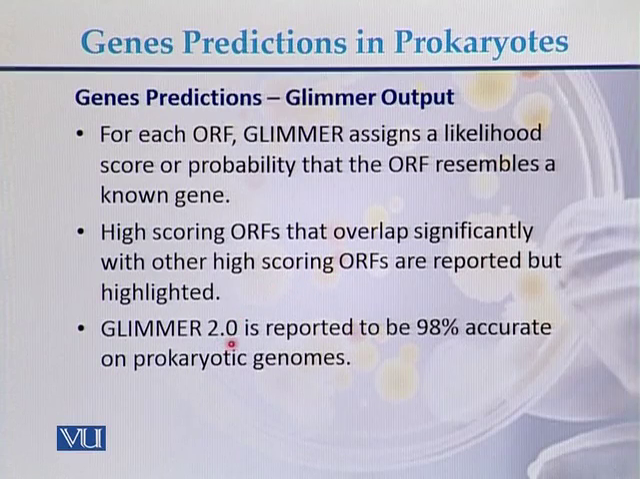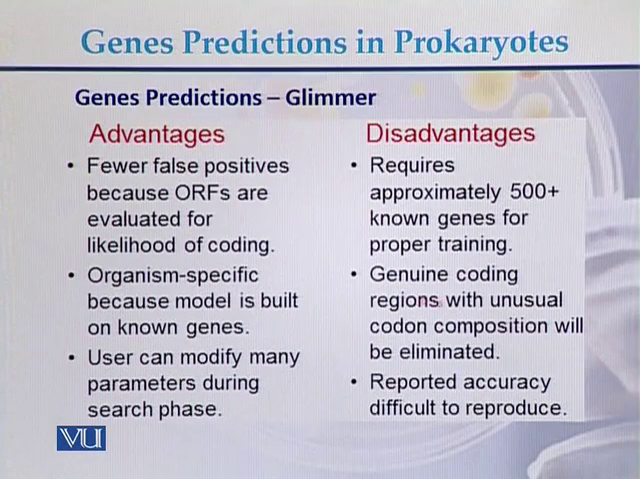For Glimmer 2, it is reported to be approximately 98% accurate for gene prediction in prokaryotes. These are some of the advantages and disadvantages: particularly, there are few false positives because ORFs are evaluated for likelihood of coding. On the other hand, it requires approximately 500 or more known genes for proper training before a person can use this software for gene prediction.